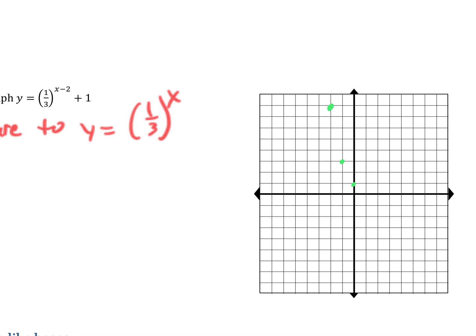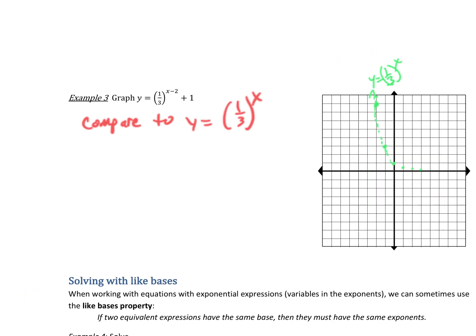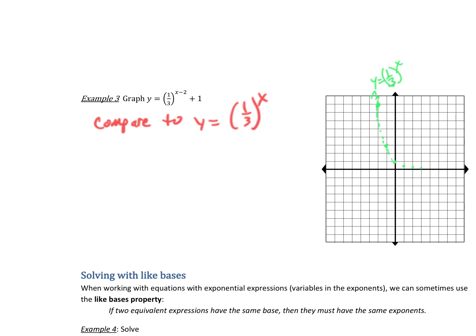We're thinking about the reciprocal of this. As we go to the right, 1/3 to the first is 1/3. 1/3 to the second is 1/9. 1/27. So there's the graph of y equals 1/3 to the x. Now, that's not the graph we're going for. That's why I just kind of did it lightly and dotted it.